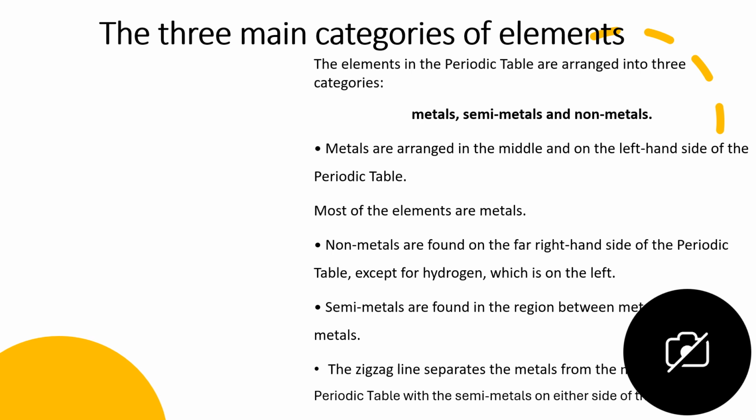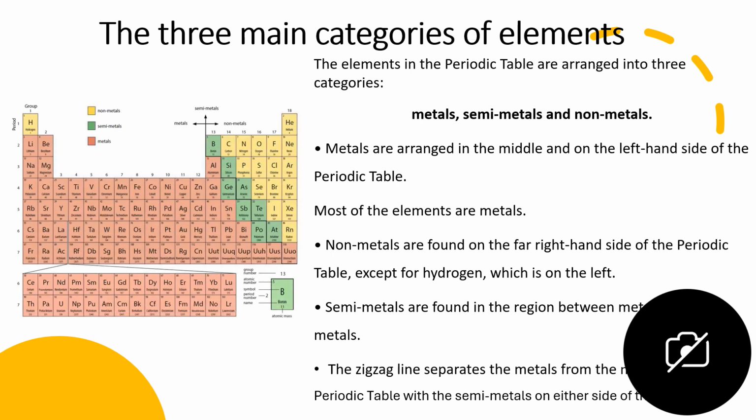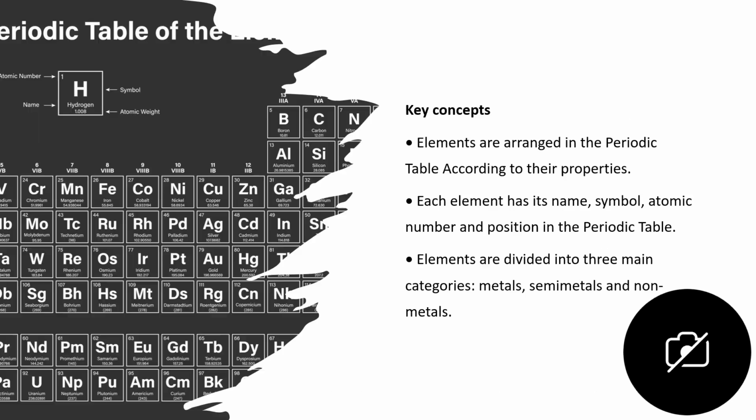Now, non-metals are found in the far right-hand corner of the periodic table. You can see here that that is the yellow part. And the semi-metals are in between the metals and the non-metals, and they form a zigzag pattern that you can see here, boron, and then I can't see the names because it's a little small, but all the green ones in the zigzag pattern are the semi-metals.